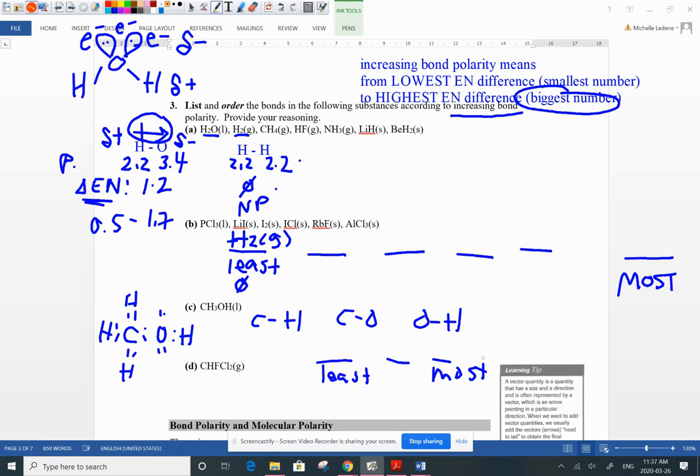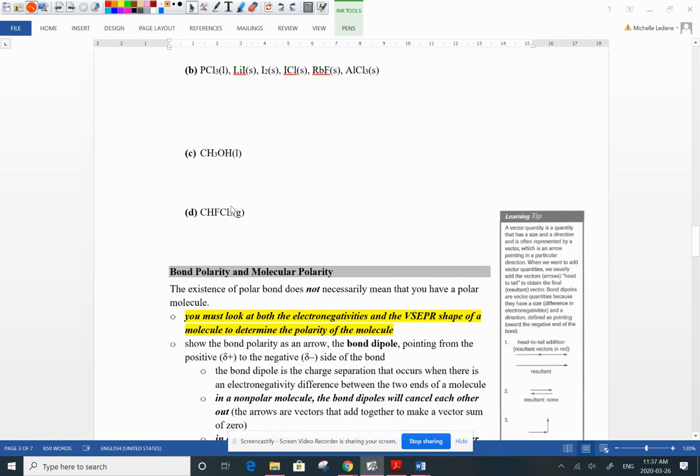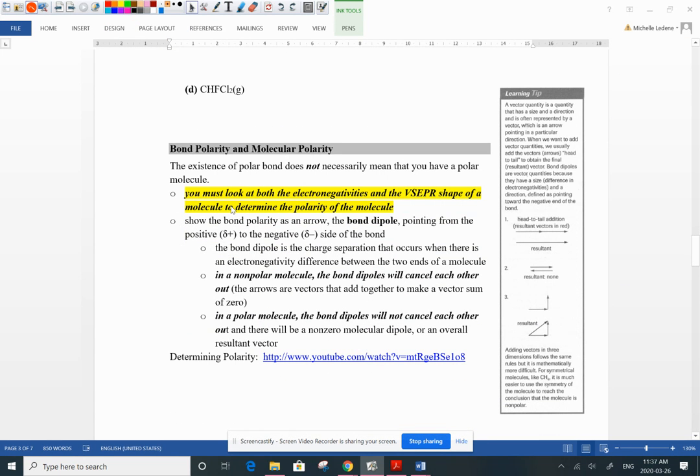Now we're going to get on to the discussion of how we know if an entire molecule is polar or not. Great, we've already talked about looking at the bonds and how much difference the electronegativity is. To figure out the polarity of an entire molecule, I mentioned this in our last video, you have to look at not only the electronegativities, but also the 3D VSEPR stereochemical shape of the molecule, and ask yourself, is the molecule symmetrical or not symmetrical?